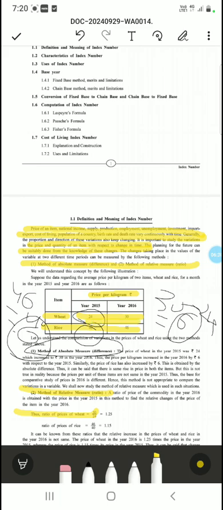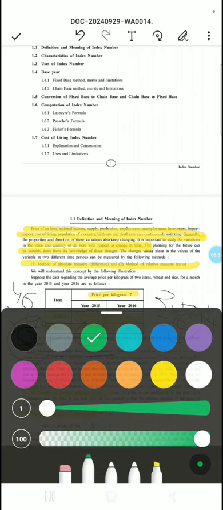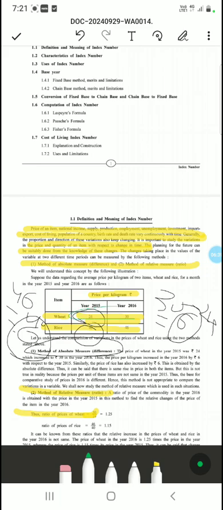I am just highlighting it with different pens so you will understand. 30 and 24 I have marked with green pen. So 30 by 24, 30 will be in the numerator and 24 will be in the denominator. So your answer is 1.25. Similarly, if I want to calculate the increase in the price of rice, it would be 46 by 40, that is 1.15.